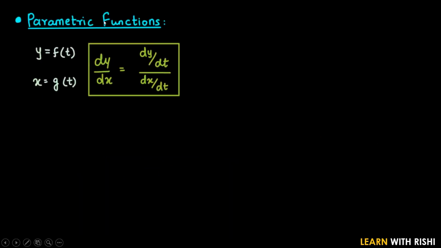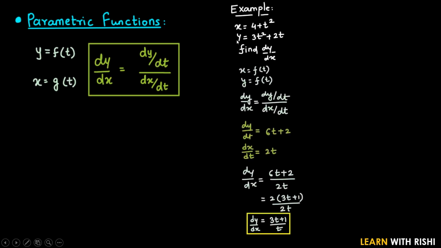Next is parametric function. What is a parametric function? Here you can see y is also a function of t and x is also a function of t. Now this t is nothing but the parameter. So both x and y are functions of t. These are known as parametric functions. To solve this parametric function, first we differentiate y with respect to t, then we differentiate x with respect to t, and then we divide dy by dt upon dx by dt. Let us see one example here.